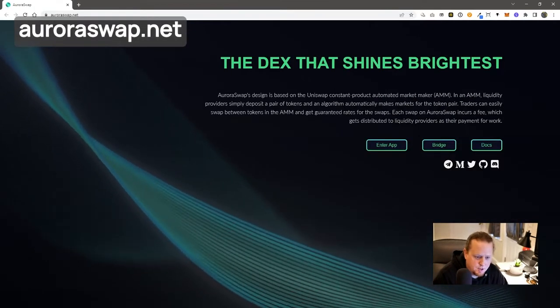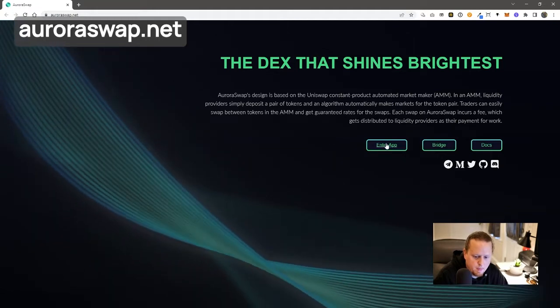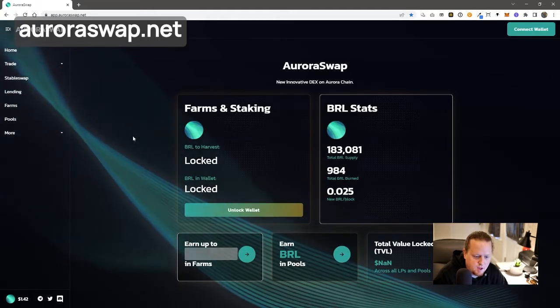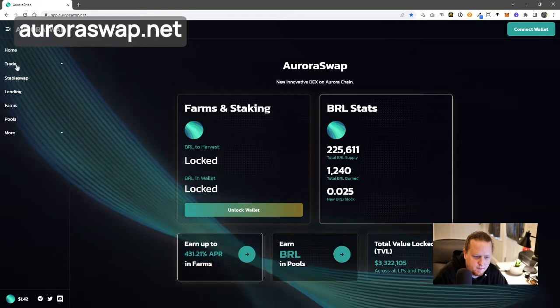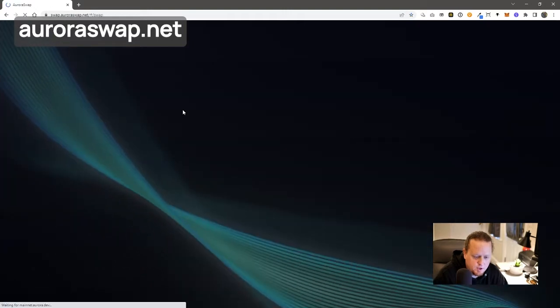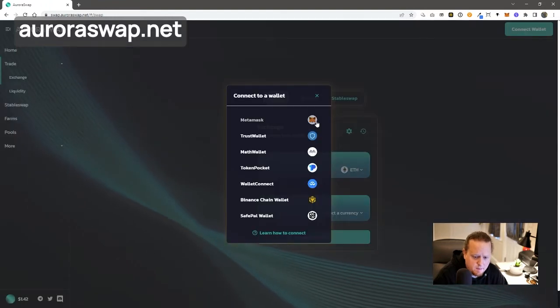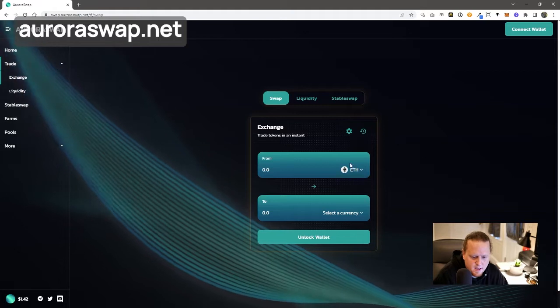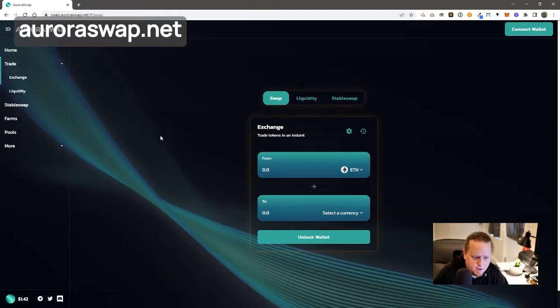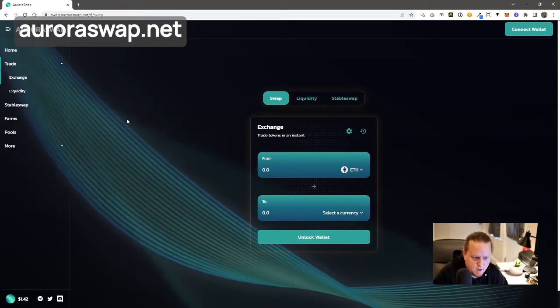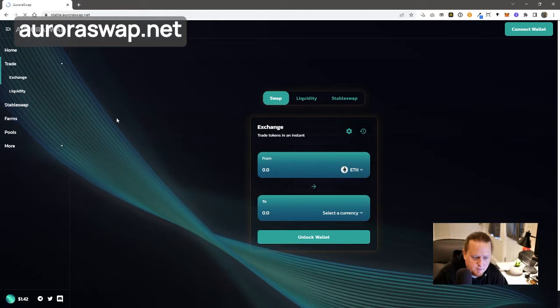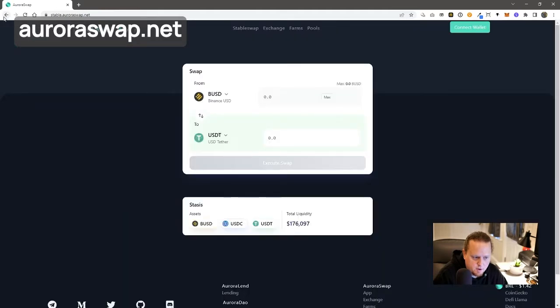Another similar option is AuroraSwap, and this is another decentralized exchange. This time it allows you to exchange various items on the Aurora wallet. Again, you would connect via MetaMask, Trust Wallet, Math Wallet, various ways to connect, and from then you can swap and exchange, as well as provide liquidity or perform stable swaps, and there's some other DeFi functionality on there as well.